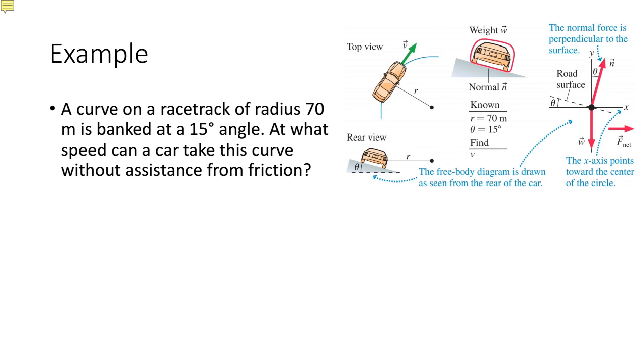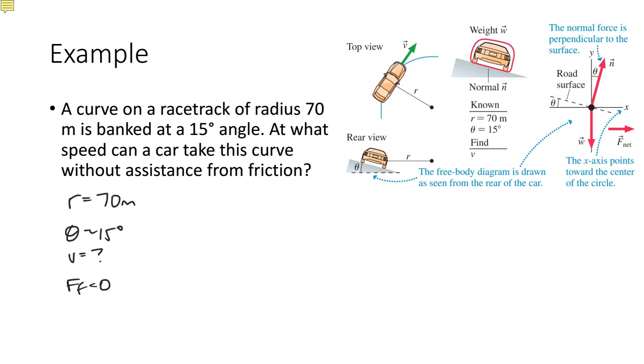Here's a similar problem on a banked road. A banked road is a road that is tilted at an angle. It's commonly found on racetracks or other places where a car has to move quickly. On a banked road, the bank in the road itself means that you can go faster. So here's the information given. A curve on the racetrack has a radius of 70 meters and an angle of 15 degrees. At what speed can the car take this curve without assistance from friction?